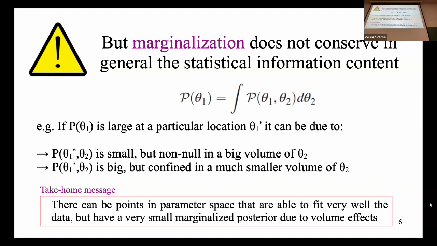And if we want to estimate tensions, this is very important. So the take-home message from this slide is that there can be points in parameter space that are able to fit very well the data, but have a very small marginalized posterior due to volume effects. Okay?